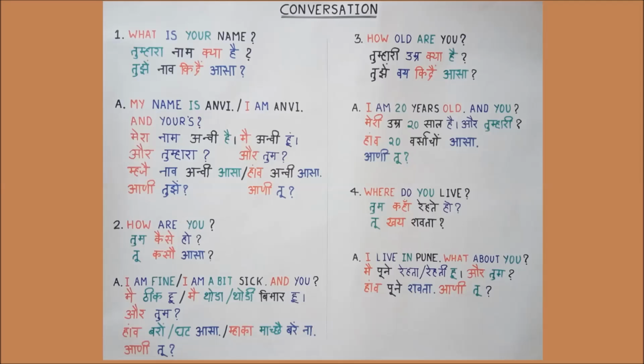So the answer for this question, what is your name, can be in 2 forms. First is, my name is Anvi and yours, or I can say I am Anvi and you. So in Hindi I can say मेरा नाम अनवी है और तुम्हारा, or I can say मैं अनवी हूँ और तुम, right? So in Konkani I say म्हजे नाव अनवी असा आणि तुझे.